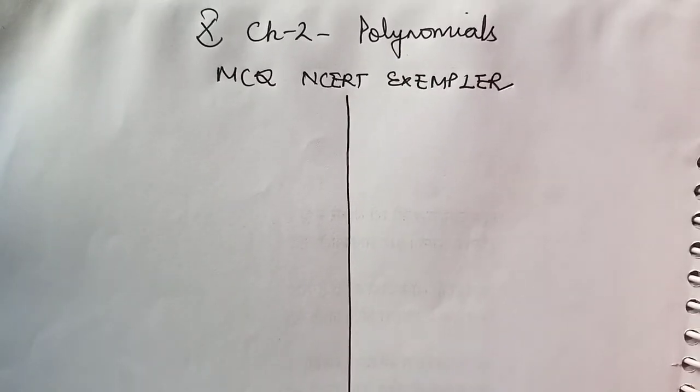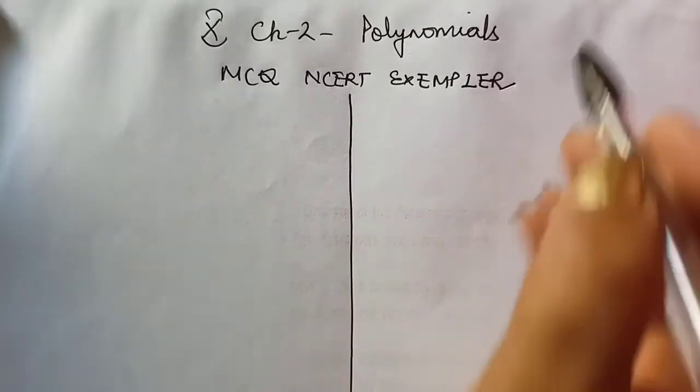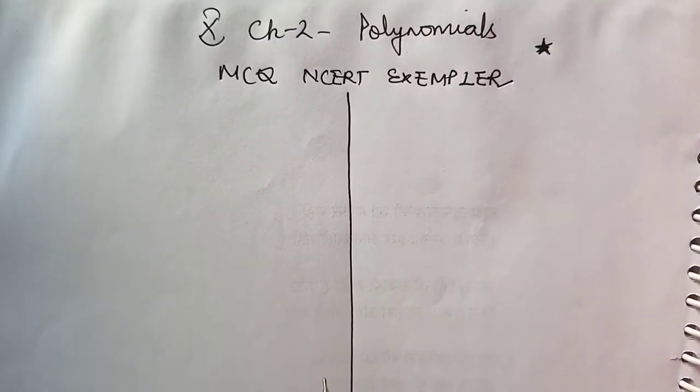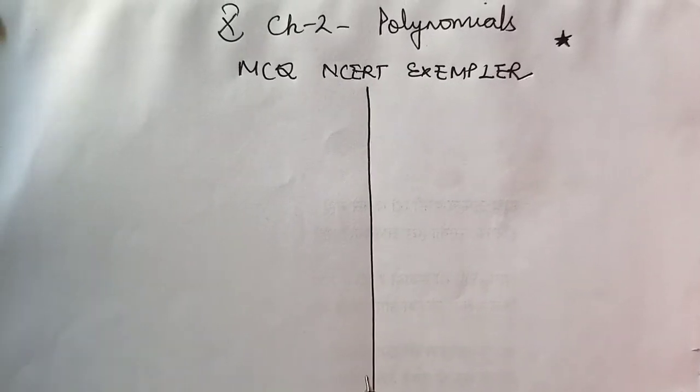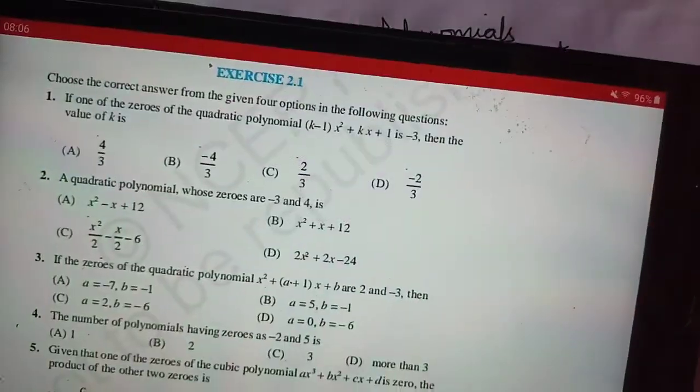Let's take up chapter 2 MCQs from the NCERT exemplar book. It's going to be very important, and you can definitely expect out of these 11 MCQs in your exams. So let's straightaway take up the MCQs.